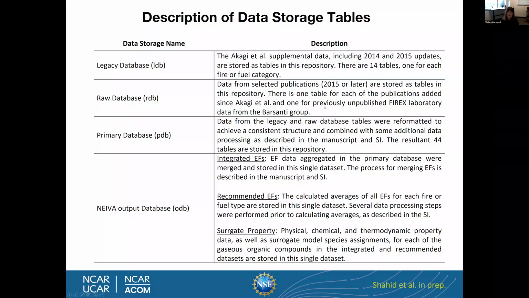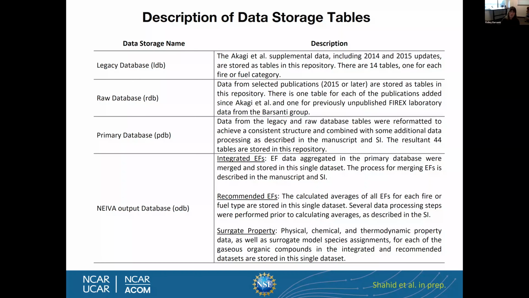One of the important things is we really wanted this data to be queryable in different stages. Some people might just want one recommended set of emission factors for temperate forest or for peat. On the other hand, someone else might want to compare all of the ponderosa pine laboratory studies. So we really have this so that all of these databases or data sets are queryable.